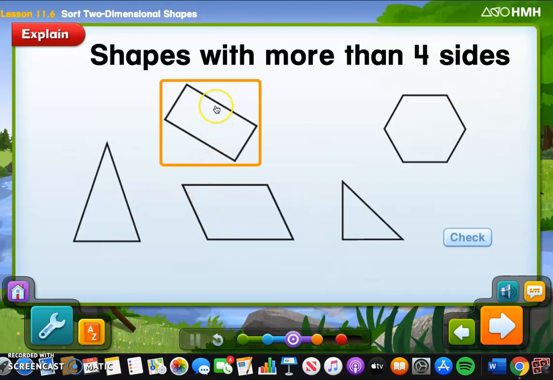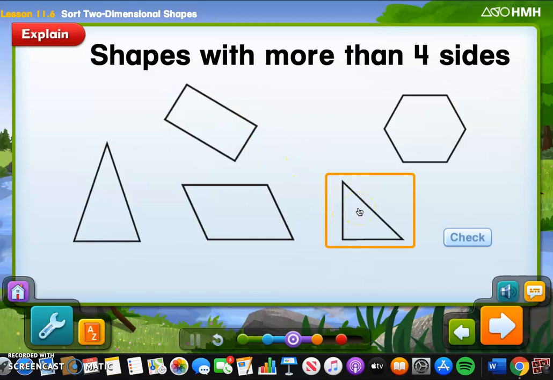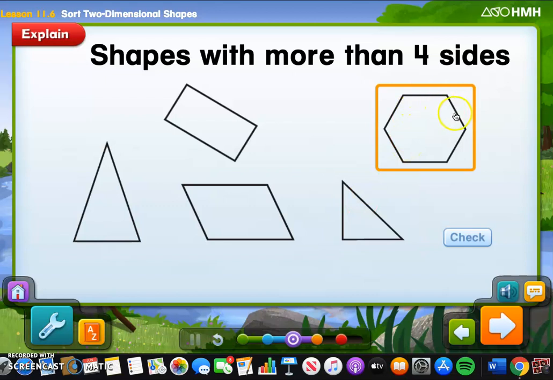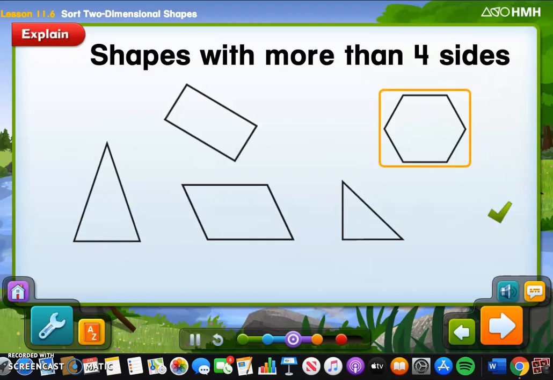We also have a rectangle, and if you remember, a rectangle is a special type of quadrilateral. So we know that a rectangle also has 4 sides. So that would not work either. We're also looking at another triangle here, and the one thing that we know about triangles is that it has 3 sides, so that would not work. Let's take a look at this one. This is 1, 2, 3, 4, 5, 6. This shape has 6 sides, so it's a hexagon. So 6 is more than 4. So this one would fit the rule of shapes with more than 4 sides. So we're going to click that one, and then we're going to check our answer. Good job! The hexagon is the only shape with more than 4 sides.